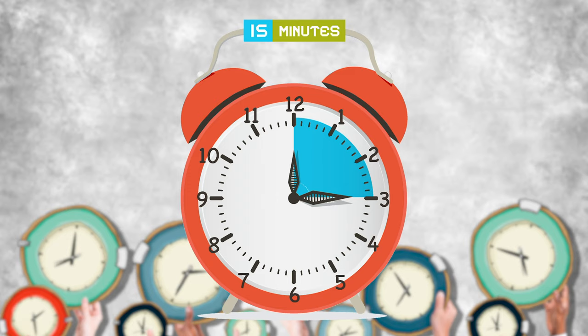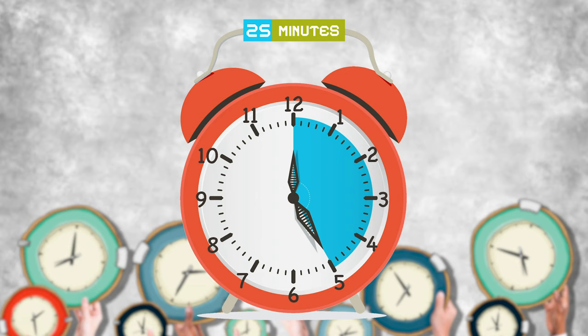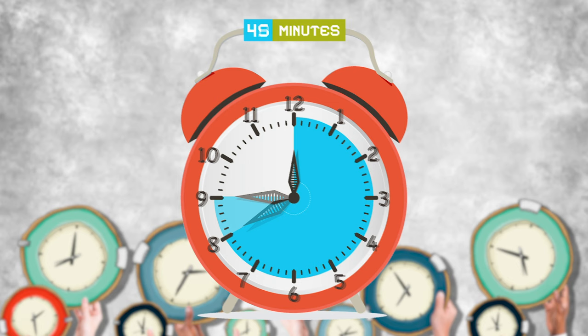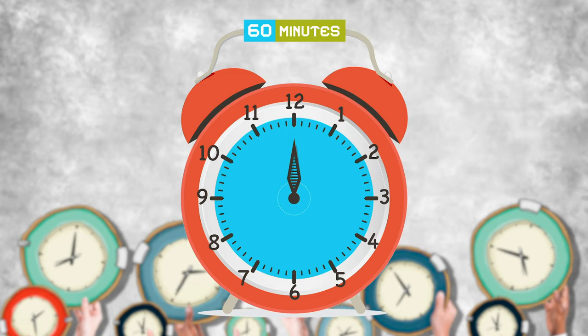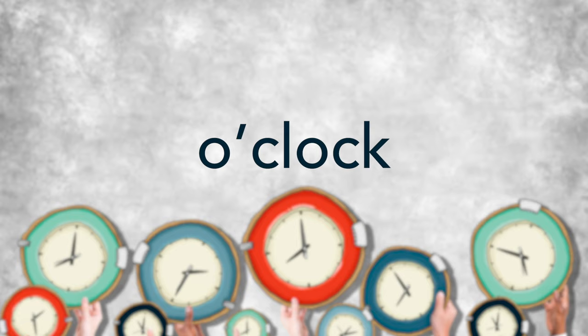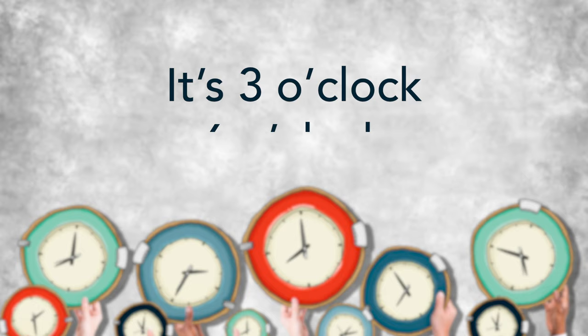Can you count the entire clock by fives as a little hand rotates? We're going to light each number segment as you count. So here we go. 5, 10, 15, 20, 25, 30, 35, 40, 45, 50, 55, 60. The last number, we don't call 60. We say o'clock instead. Have you ever heard someone say, it's 3 o'clock or 6 o'clock? When we say o'clock, we know that the big hand is pointing at the 12.